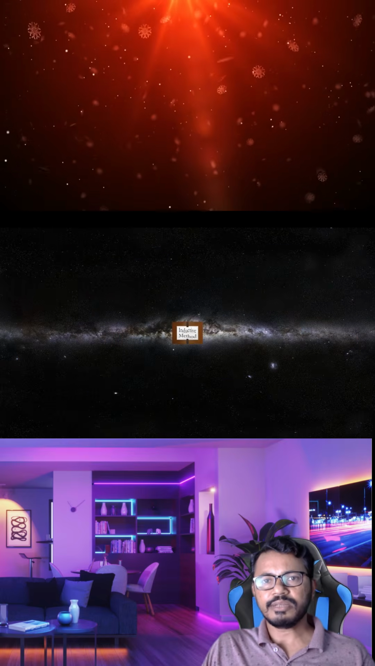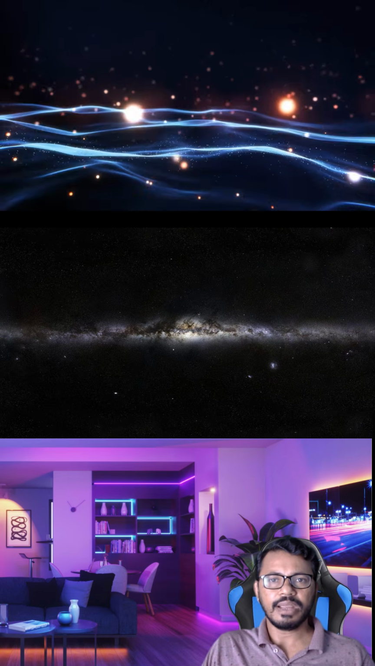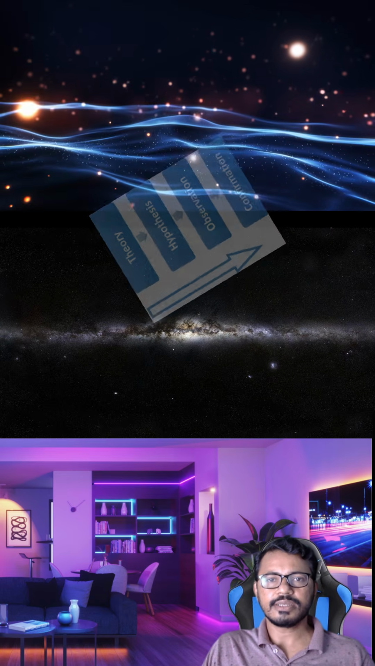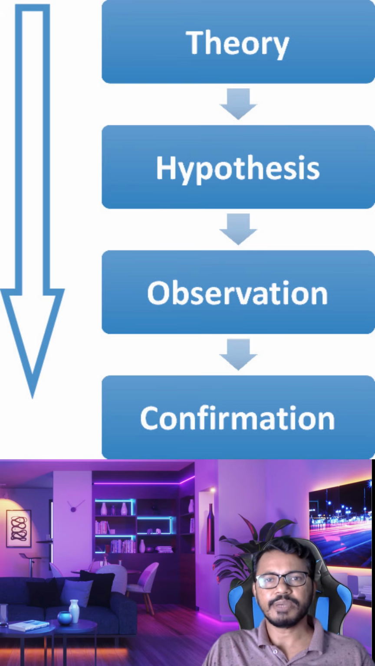Now let's come to the deductive method. What is the deductive method? The deductive method is the method where studies are organized or conducted at the general level and the conclusions are drawn at the specific level.